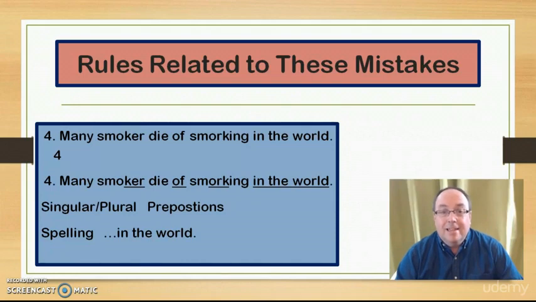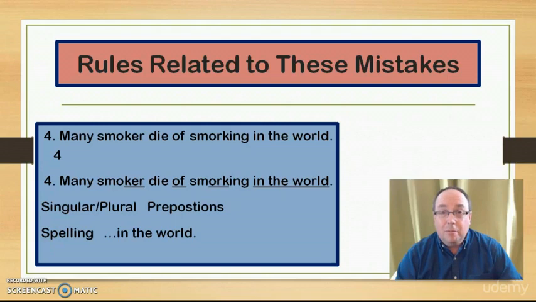Die from. The third mistake is just a spelling mistake. Many students, and I've seen this for many years, many students make a mistake and they put the letter R in smoking. Maybe because it looks like working, I don't know. But it shouldn't be smorking, it's smoking.